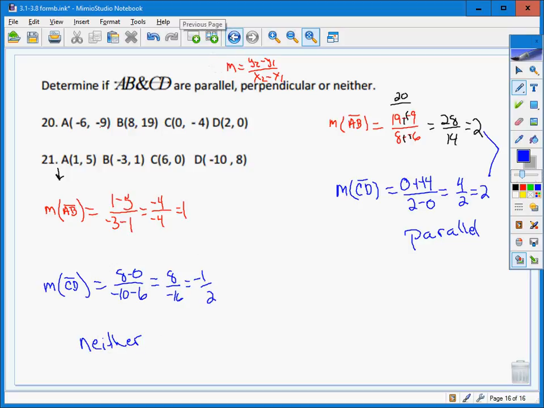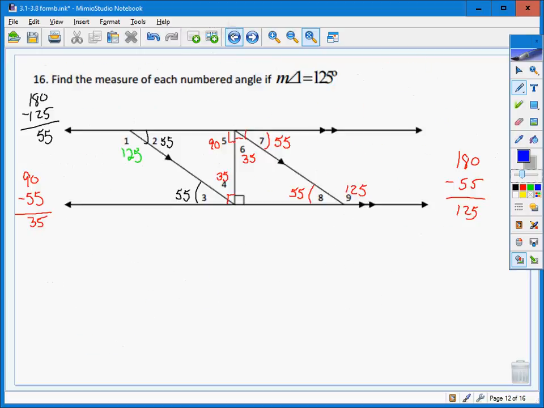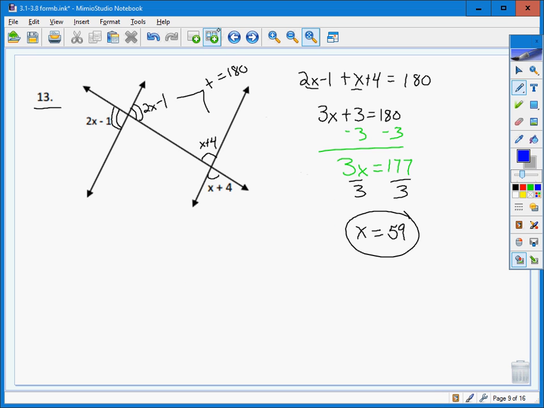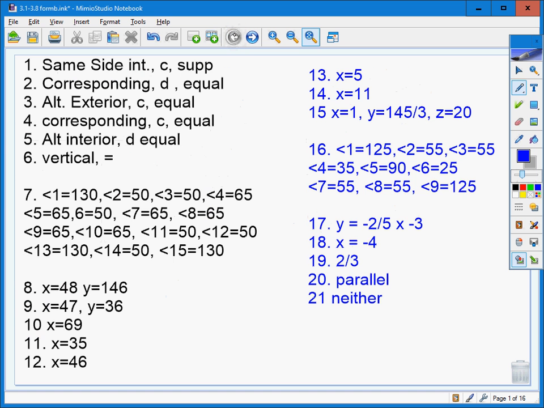Now we did have one that we had to go back and change. Number 13, x equals 59. So I'll put this back up here. Number 13, we said x equals 59. So make sure that we make that change on your answers.